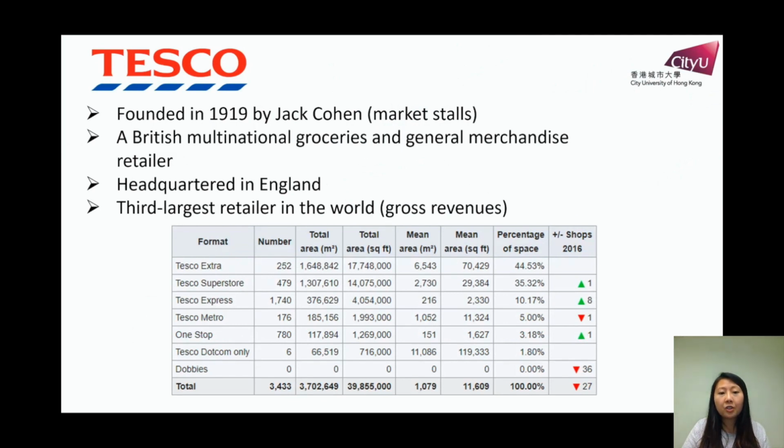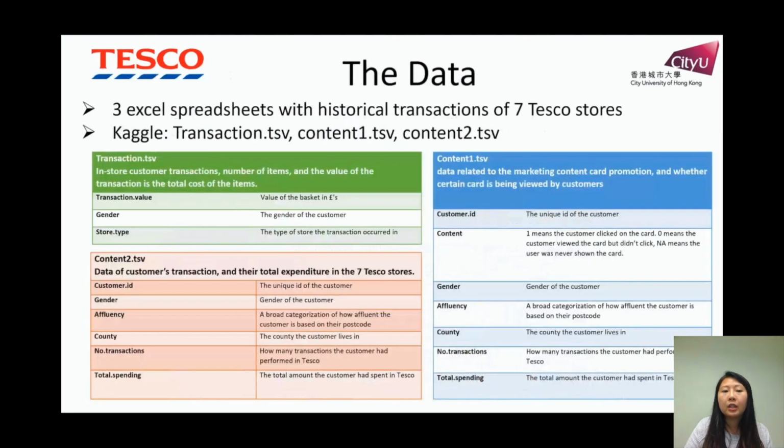Here's a little bit about the background of Tesco. It is the third largest retailer in the world. It was founded in 1919 and is headquartered in England. The table here shows you the different types of stores Tesco owns, and Dobie's in particular is very special because it specializes in gardening equipment, but this company has already been sold to another firm. In our data, we do not have Dobie's. We have the other 7 Tesco stores, which I'll explain later on.